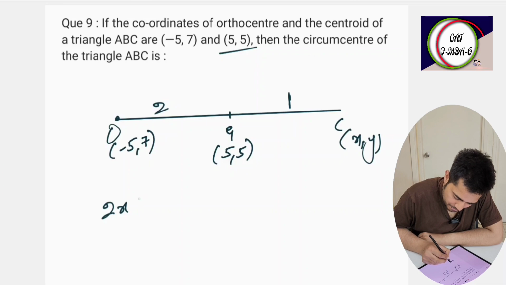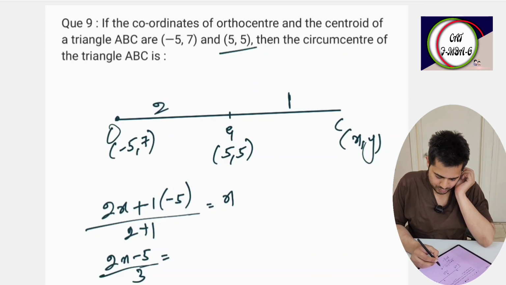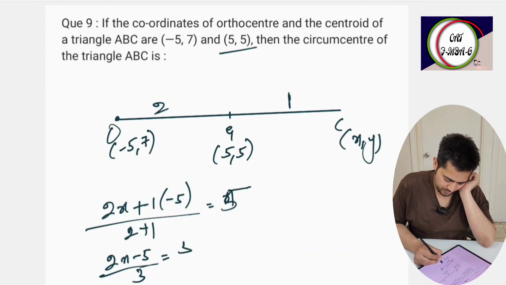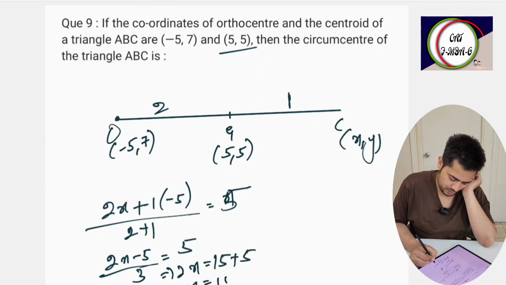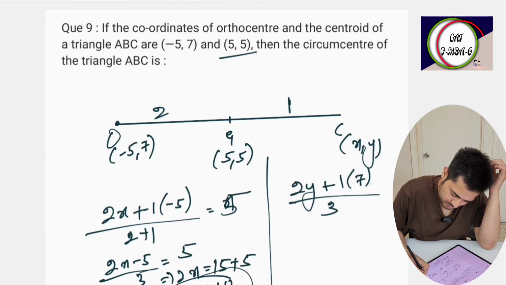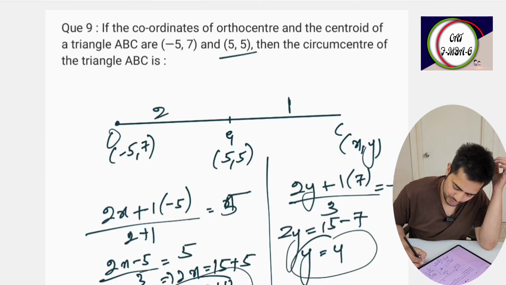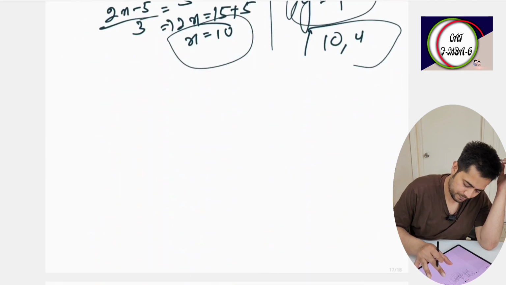2 into x plus 1 into minus 5 divided by 2 plus 1 is equal to 5. That implies 2x is equal to 15 plus 5, 20. So x is equal to 10. And we can write 2 into y plus 1 into 7 divided by 2 plus 1, 3, is equal to 5. So 2y is equal to 15 minus 7. So y is equal to 8 by 2, which is 4. So the coordinates will be (10, 4). This is the right answer.